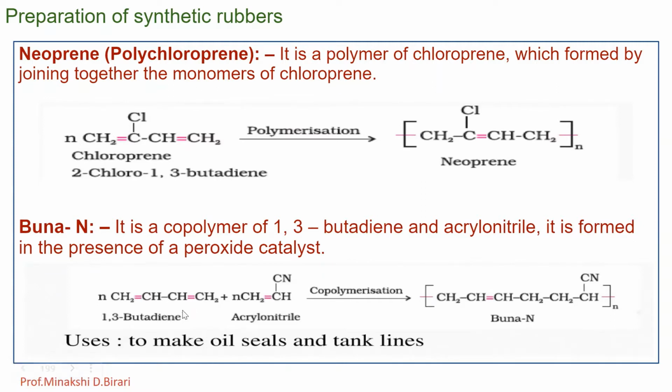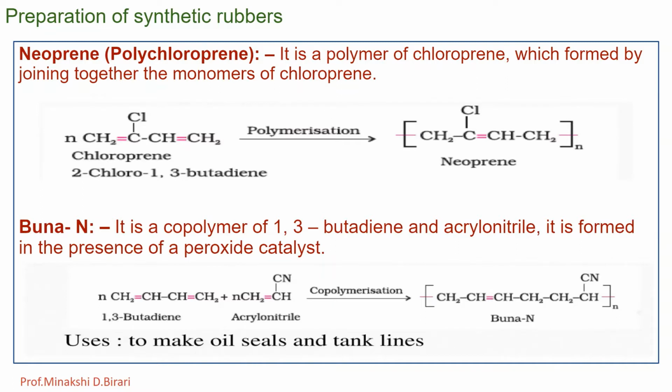1,3-butadiene, the monomer, reacts with acrylonitrile and undergoes copolymerization to form Buna N, CH2=CH-CH=CH2 with CH2-CH-CN units. A number of these units joined to each other is known as a polymer. The polymerization of butadiene was developed with sodium, and the synthetic rubber obtained was named Buna, that means butadiene plus natrium. Natrium is used for sodium.